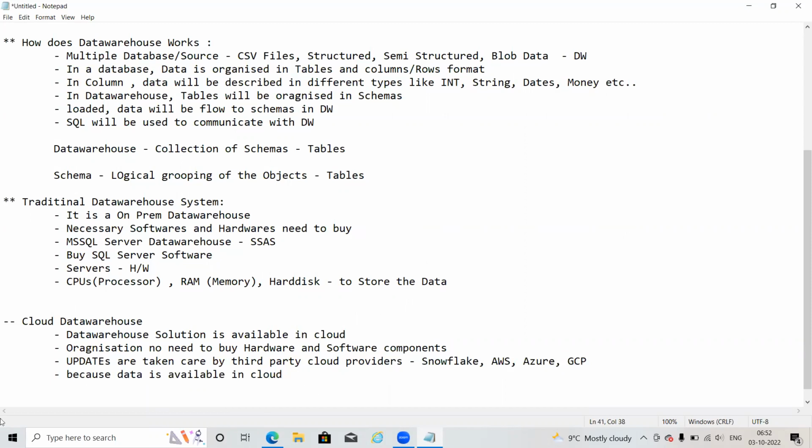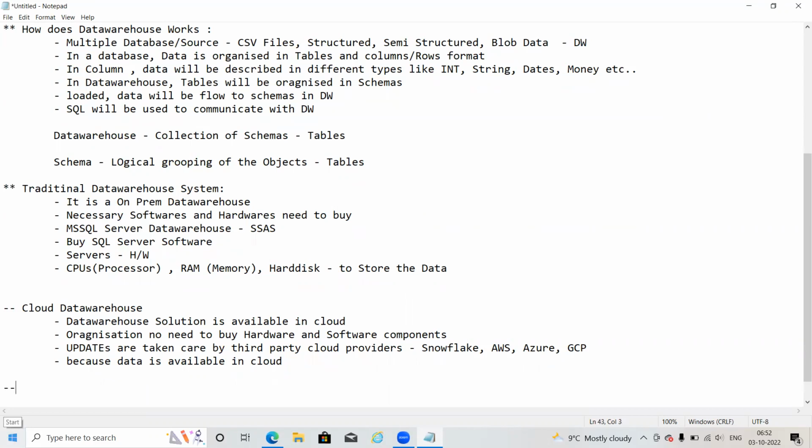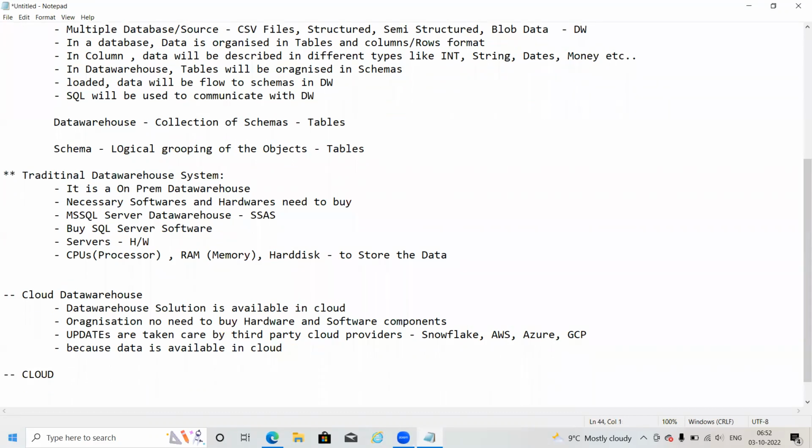Then what is the meaning of cloud? Why did this cloud naming start? We are referring to cloud data warehouse, right? Cloud data warehouse is nothing but storing data in a cloud. So what is the actual meaning of this cloud? Does anyone have knowledge of this?